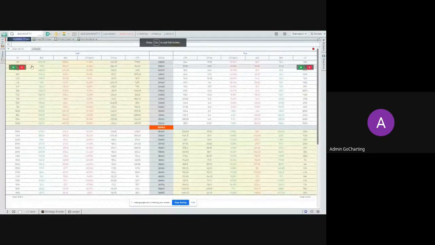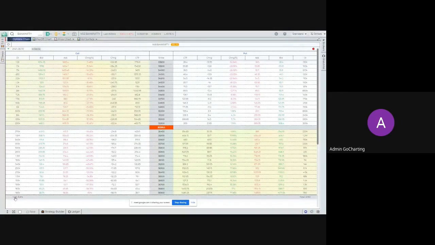Now let's try and understand some of this. There are certain fields where at the bottom you will actually find the total for this entire series. So for example, in this case, open interest on the call side is 8.8 million options that are open, and on the put side it is 6.9 million, as you can see.